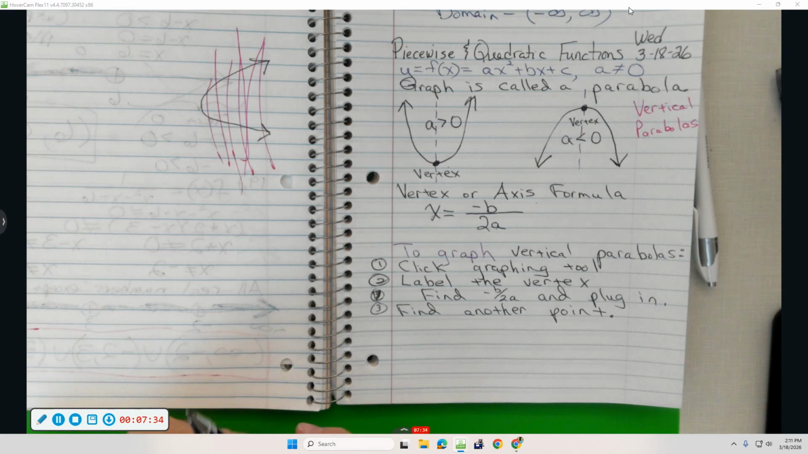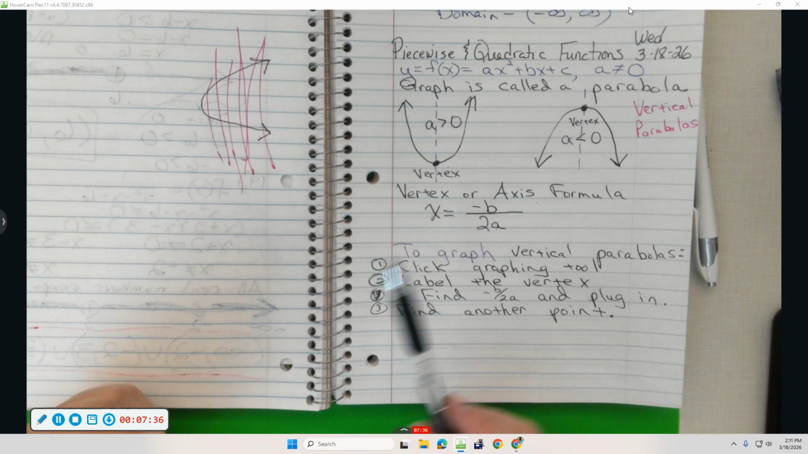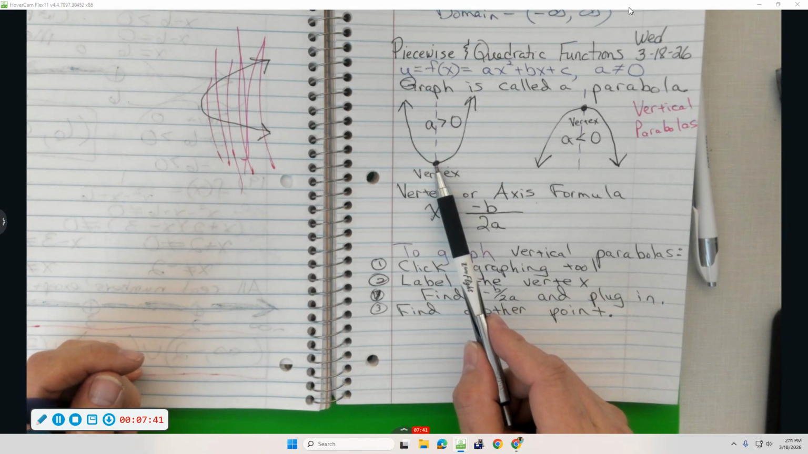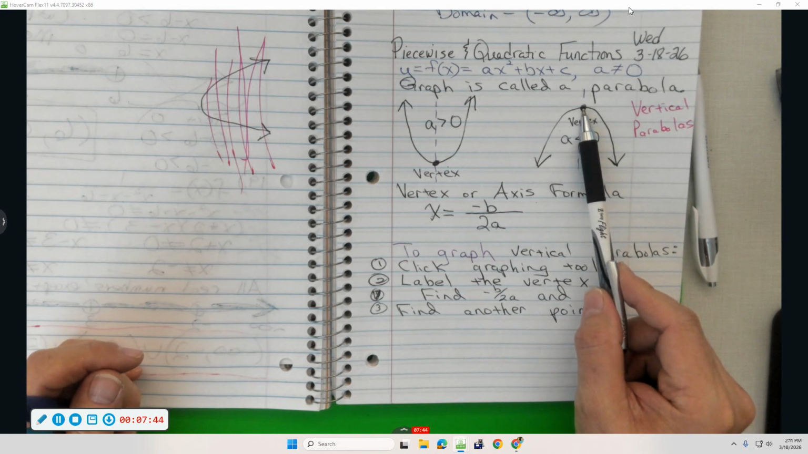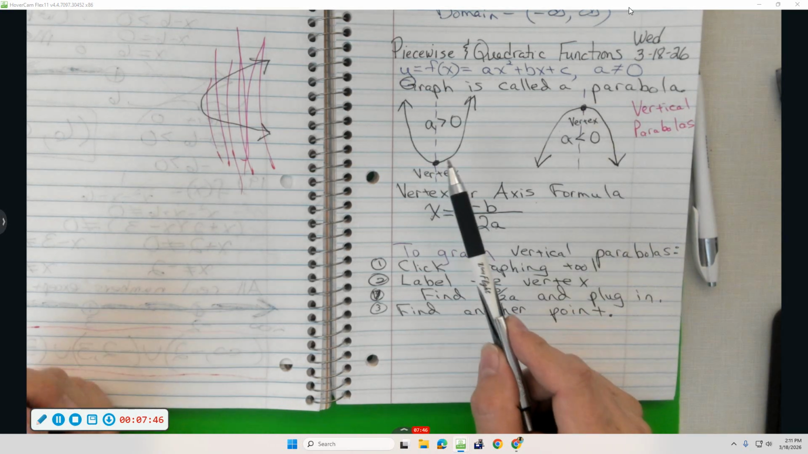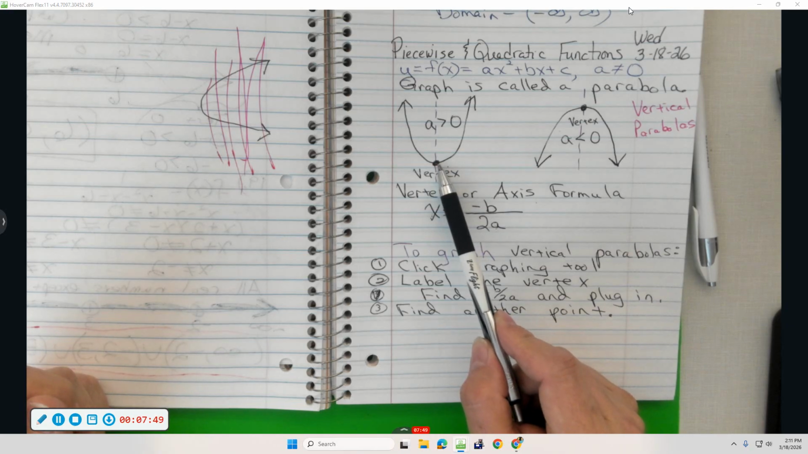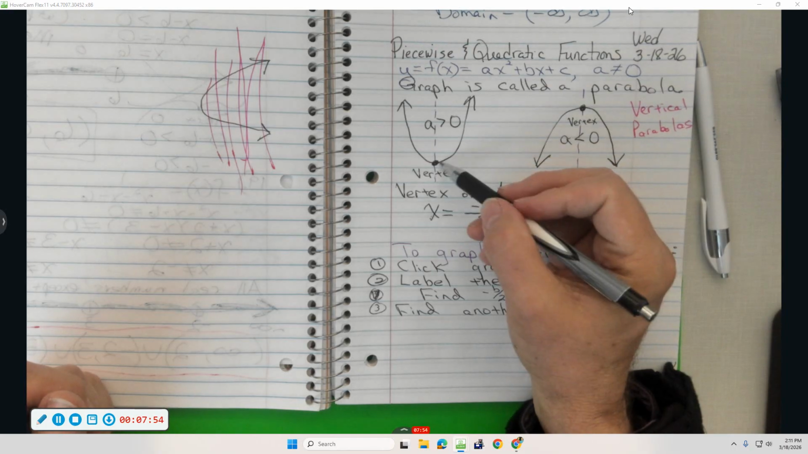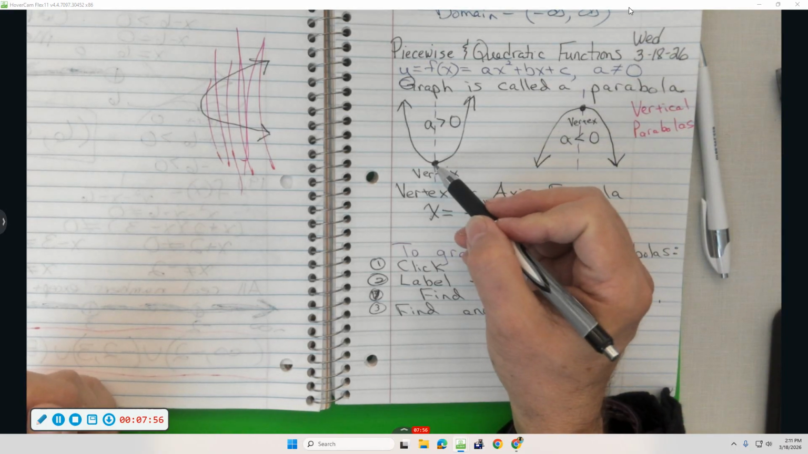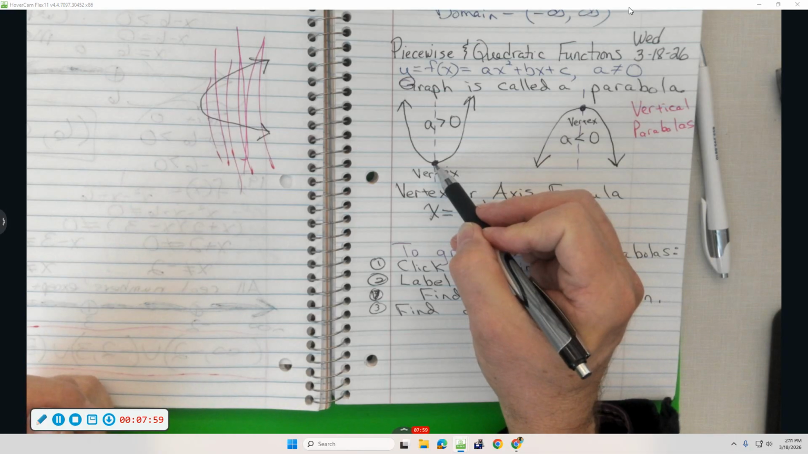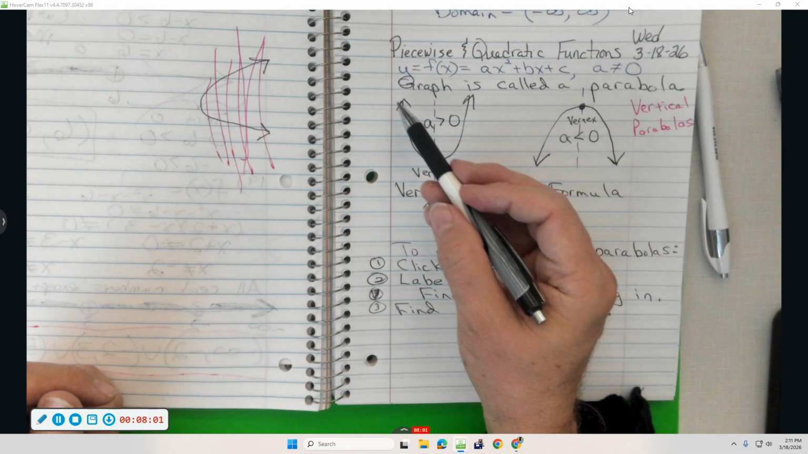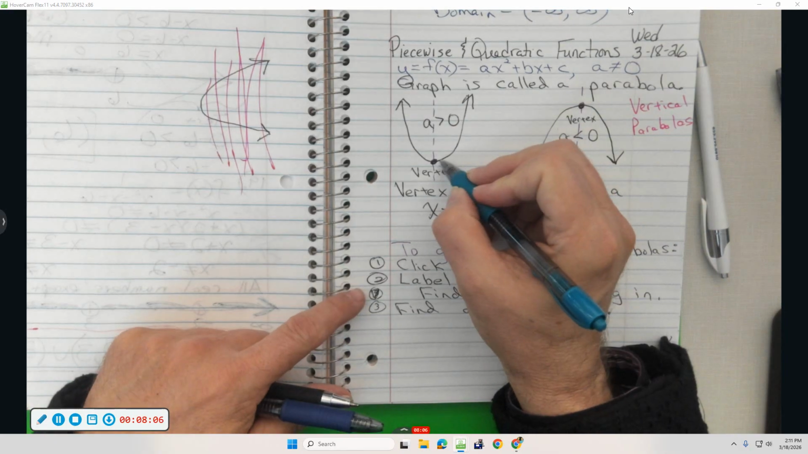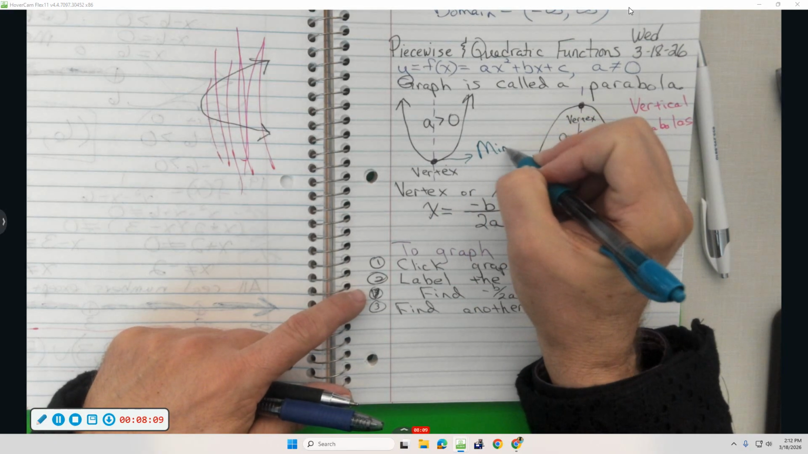When we're looking at a vertical parabola, the vertex will either correspond to the low point on the graph or the high point on the graph. If the vertex is the low point on the graph, that means it has the smallest y coordinate. Every other point will have a y value bigger than the y coordinate of the vertex. So in this case, when a parabola is opening upward, we expect the vertex to correspond to a minimum value.